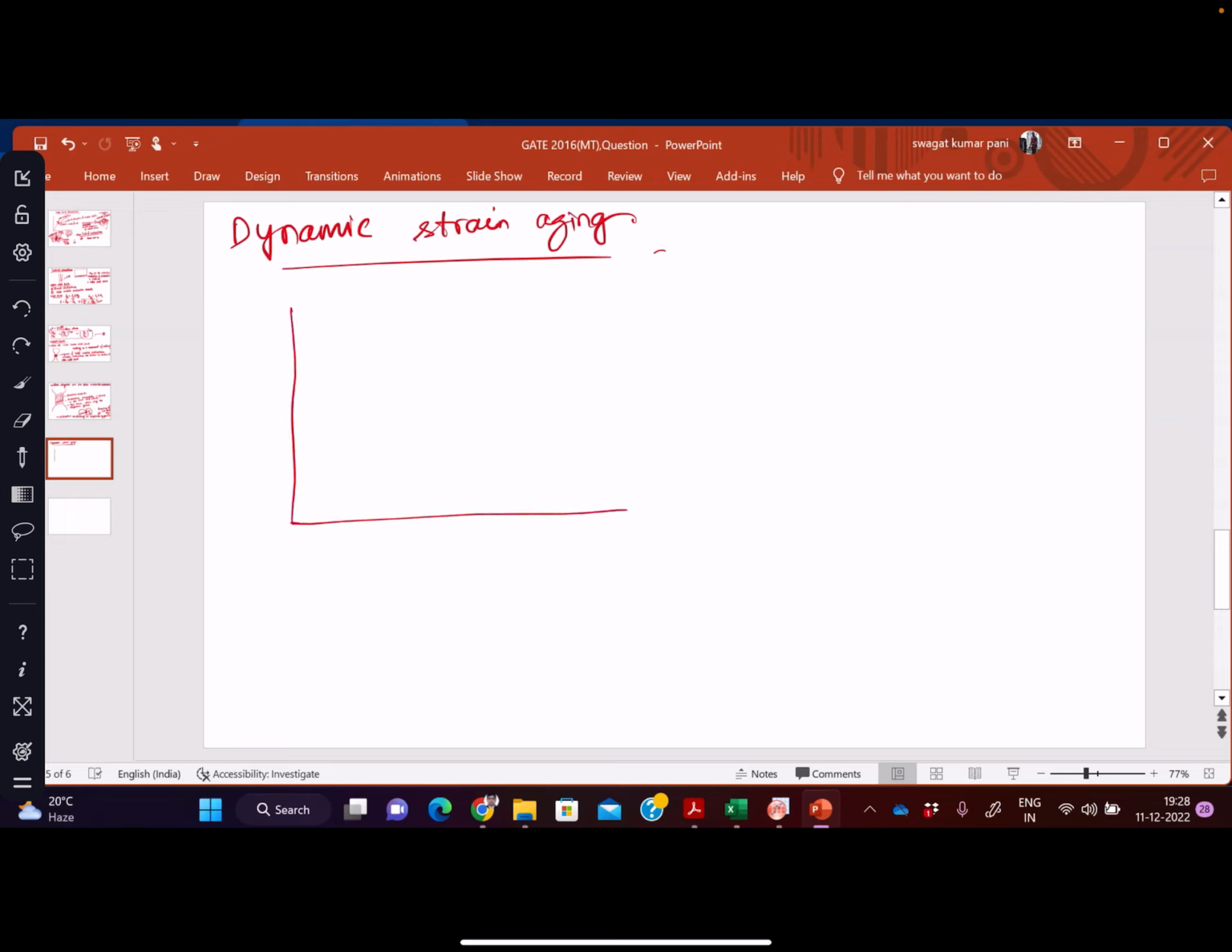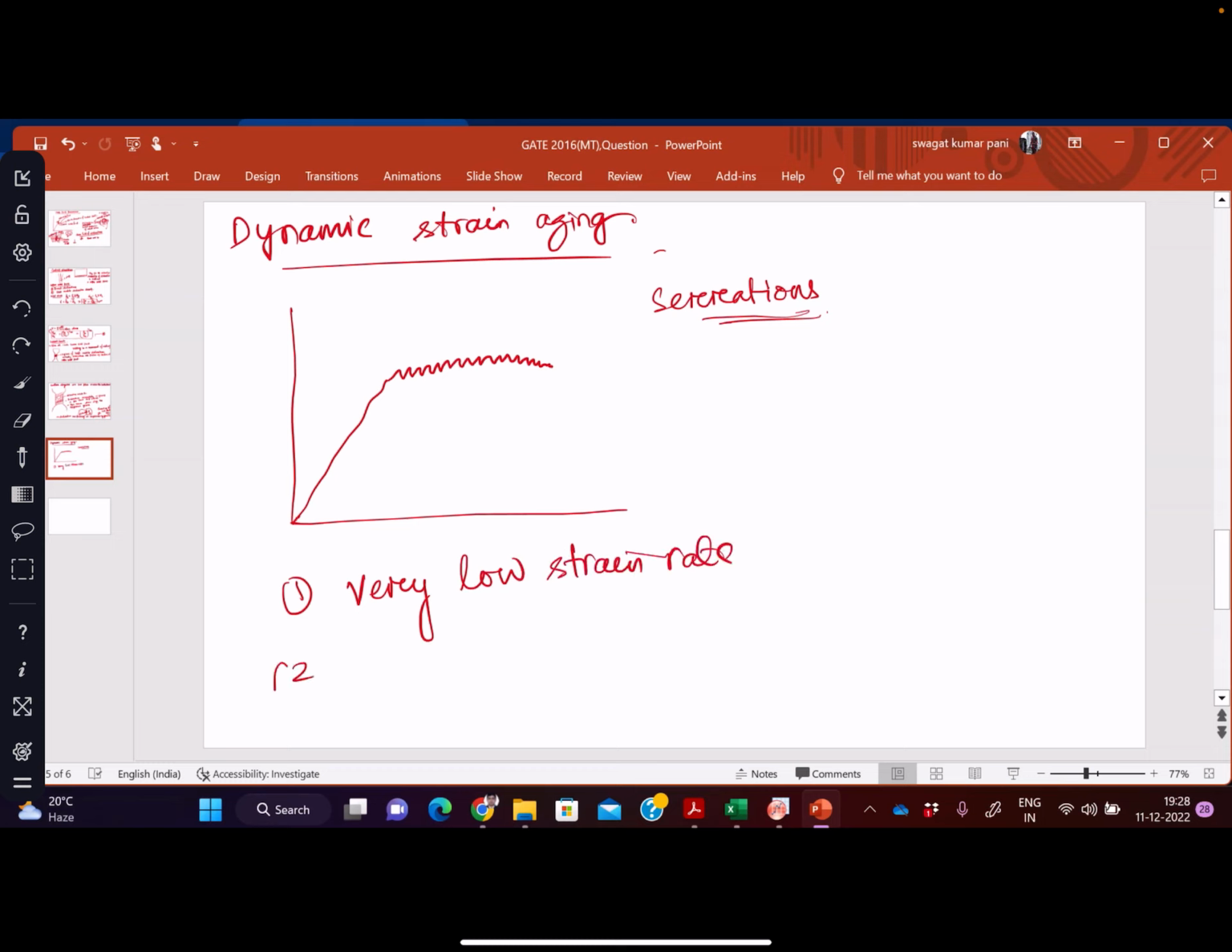When you do a stress strain curve, not for steel, suppose for any material, you go straight like this, then we'll see some kind of serrations all over to the fracture. So why do these form? This especially occurs when we test at a very low strain rate, or we do testing at high temperatures.